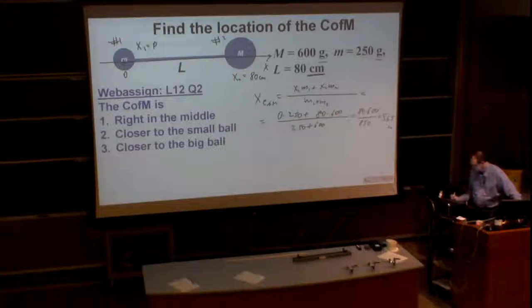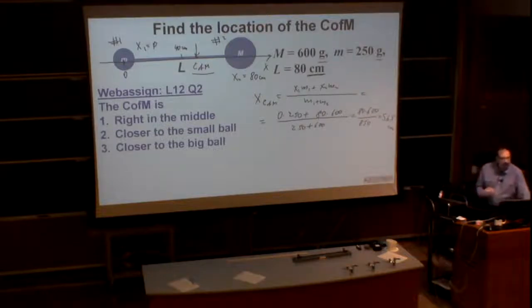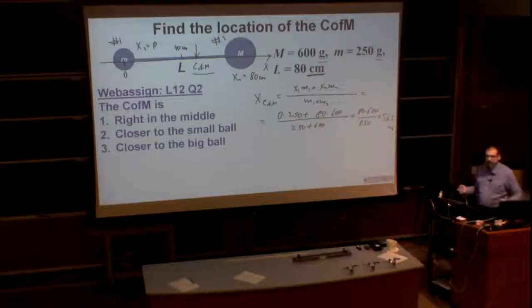56.5 centimeters. So, is it in the middle? No. The middle point is right here at 40 centimeters away from the left ball. And 56 is somewhere here. So this is the location of the center of mass. And as we knew before, it's supposed to be closer to the heavier part of a system. That's it.